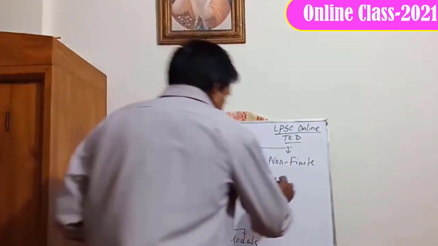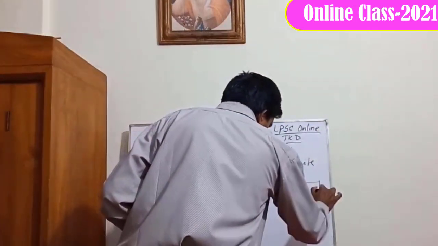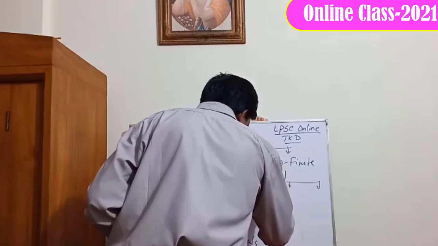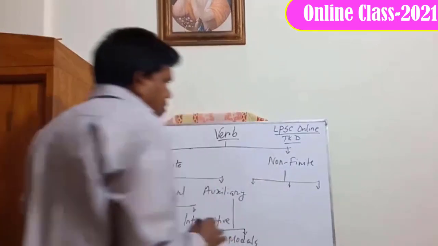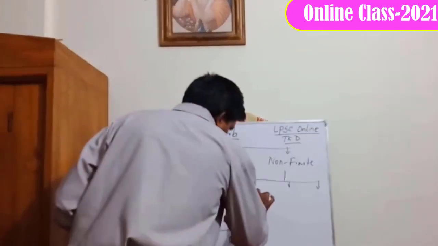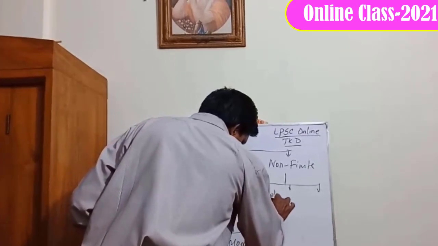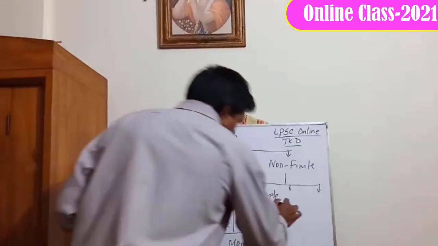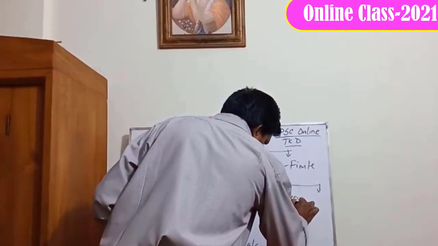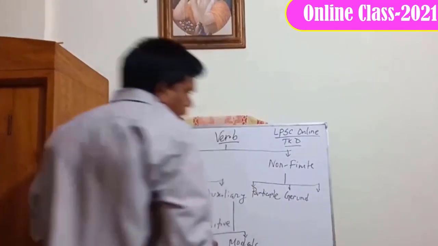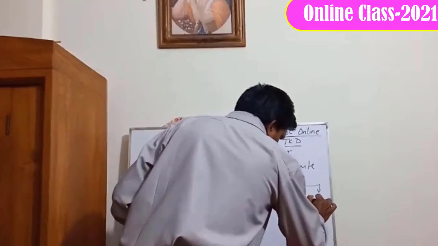Non-finite verb has three branches. One is participle, another is gerund, and another is infinitive.